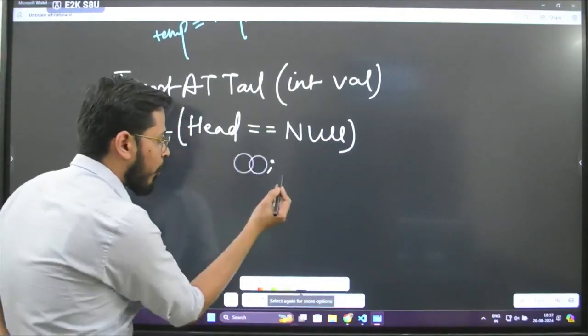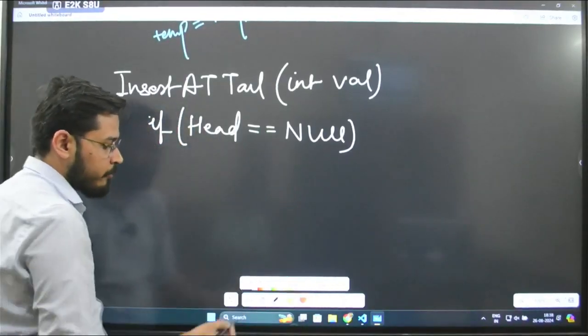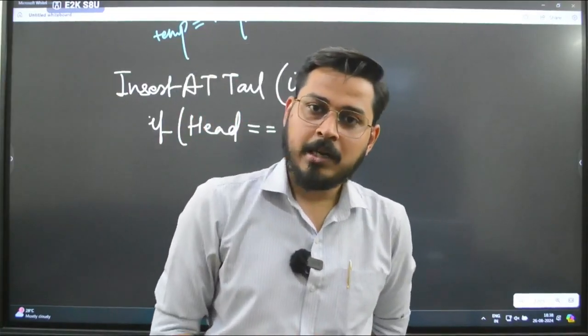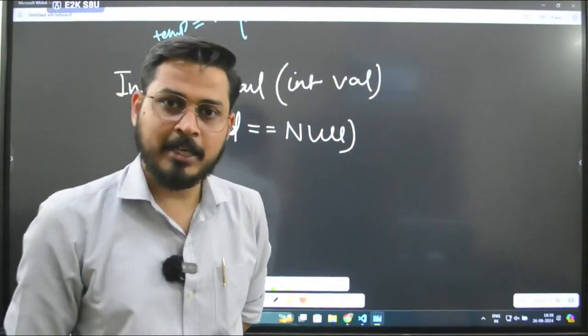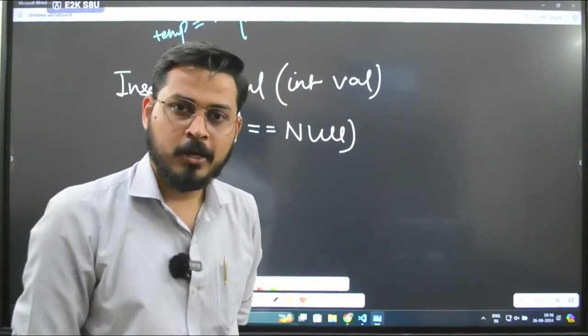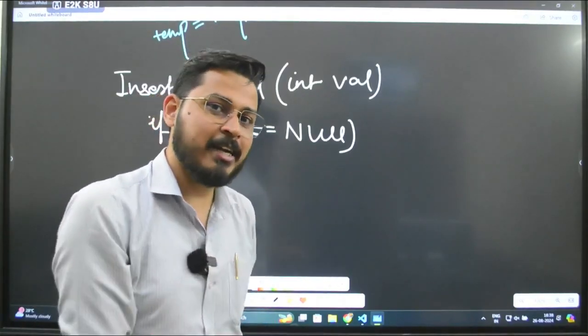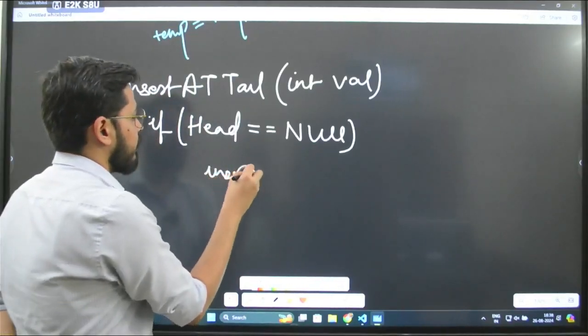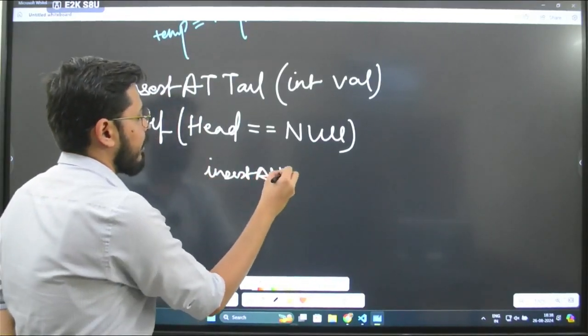Or why should it fail? Why should it not do anything? If there is no head or tail, then do the insert at head only, no? So just before we have written insert at head, so we can call that function here, insert at head.